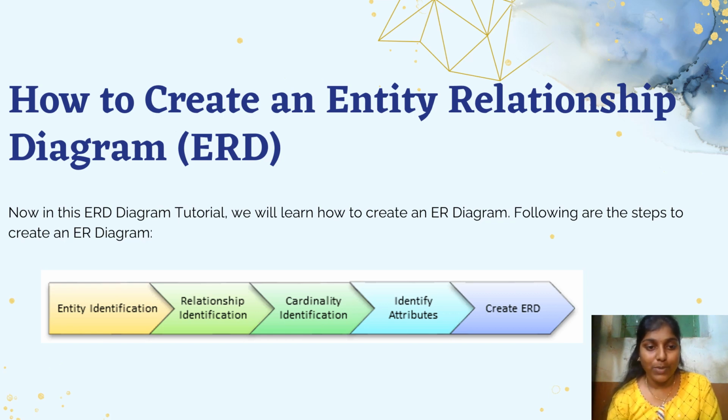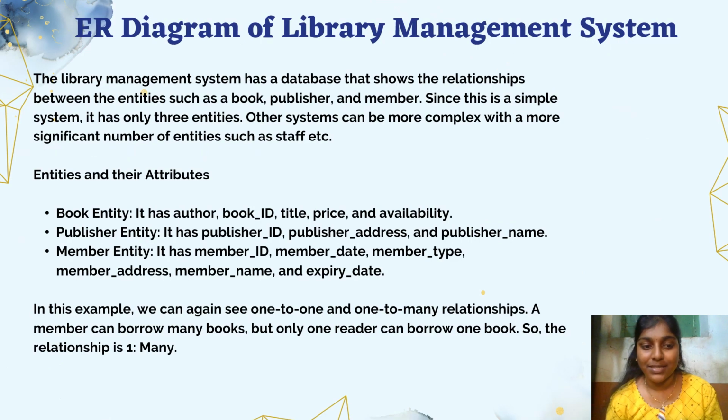So first we need to identify entities, then we need to identify the relationship between those entities, then we should identify the cardinality, which means how they are related, and then identify the attributes of these entities, and then we can create the entity relationship diagram. So let me give some examples of the entity relationship diagram so that you all can understand how we can draw it. So let's move forward to that.